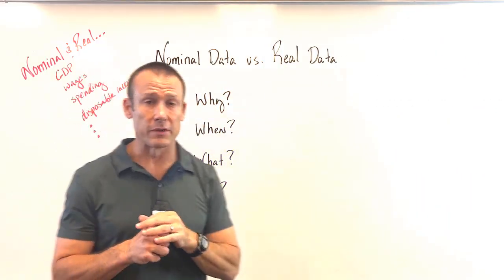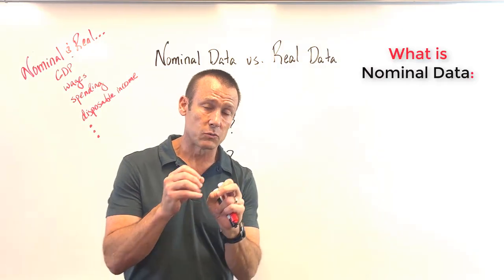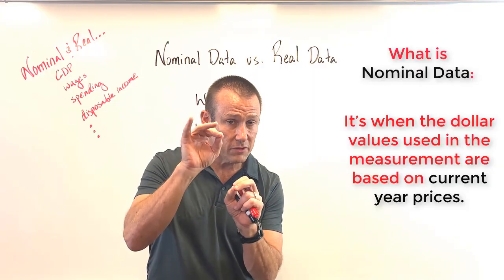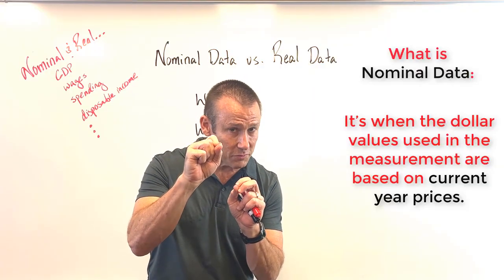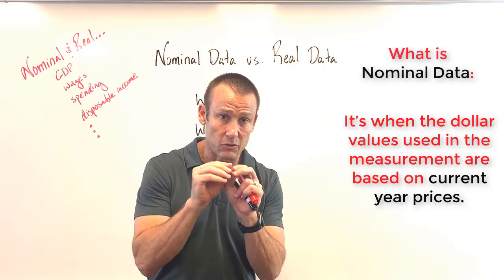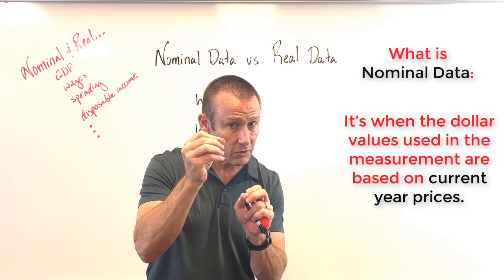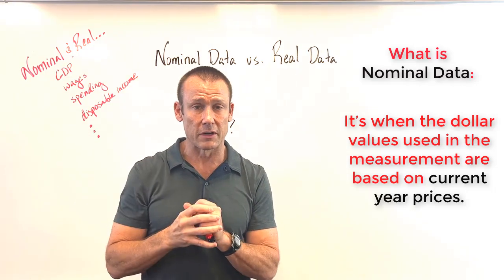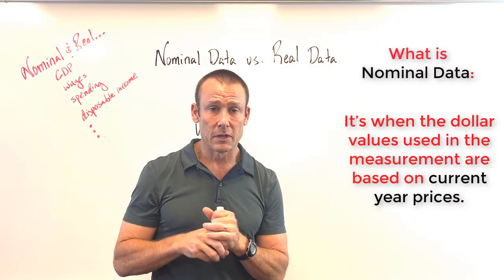Let's start off with the nominal data. Very simply, guys, it's when the value of our unit of measurement, i.e. the dollar, the value of the dollar that we're using as our unit of measurement is based on current year prices. That's it. Nominal data is when the value of the dollar, which we're using as our unit of measurement, the value of that thing is based on current year prices. That's nominal data.